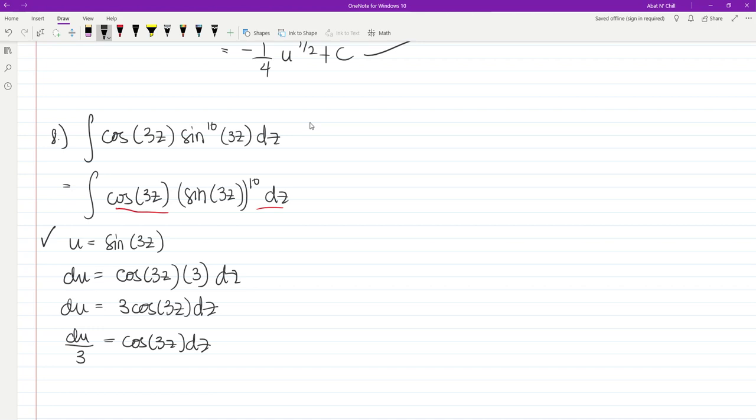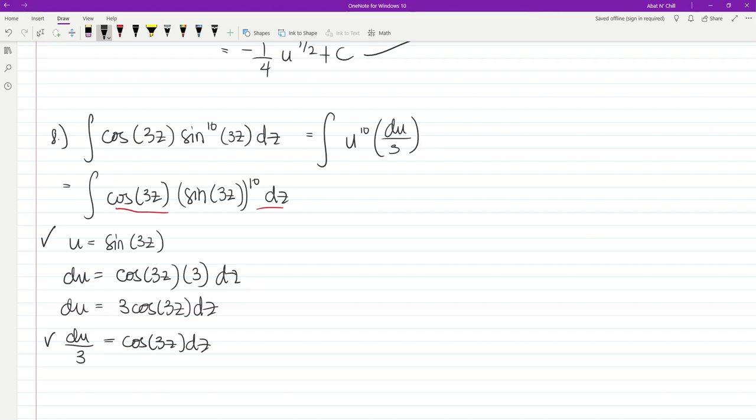So now we can substitute. U-substitution. So we have the integral of, first, sine of 3z, that is our u. Don't forget, this is raised to 10. And of course, we have cosine 3z dz, which is equal to du all over 3.